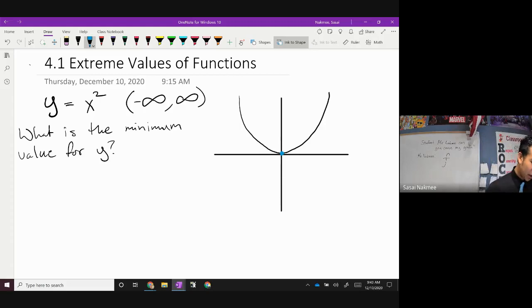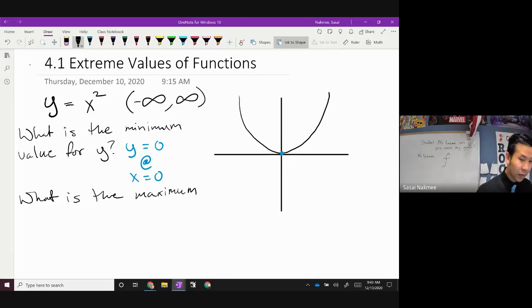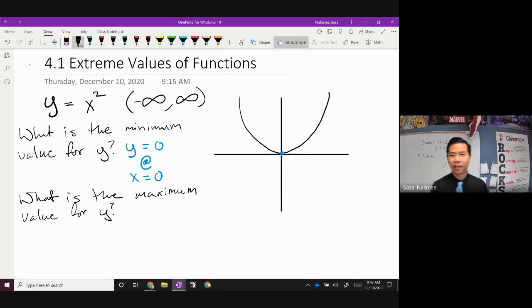Now, when we look at that, I want you to write it out as y is equal to 0. Where is this happening? This is happening at x equals 0, okay? Looking at the same problem, what is the maximum? What is the maximum value for y? What do you guys think? What's the maximum value for y on this y is equal to x squared?